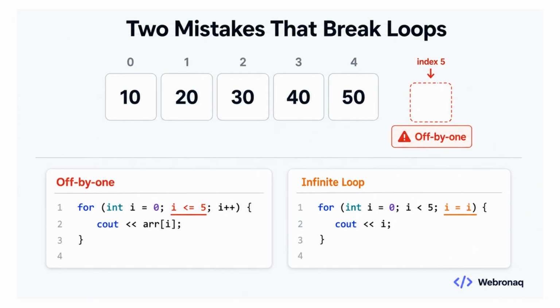The second mistake is the infinite loop. This happens when the update step is missing or broken. i never changes, the condition stays true forever, and your program freezes. Every loop variable must have a clear, reliable update. Get the initialization, the condition boundary, and the update all consistent with each other, and most loop bugs vanish. Here is how to lock all 3 in.